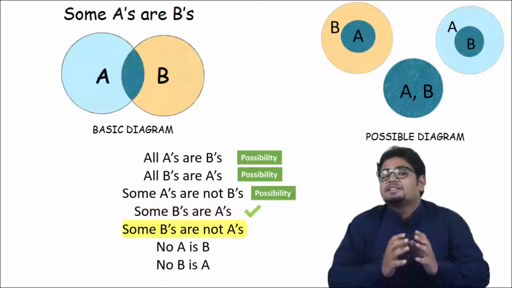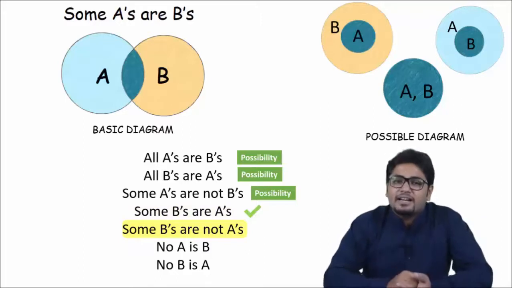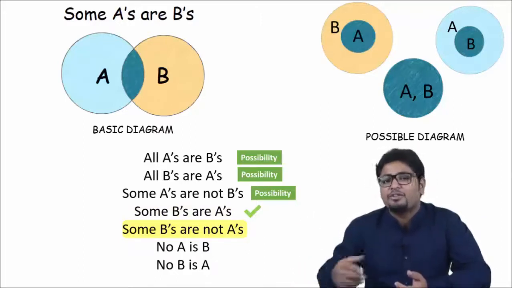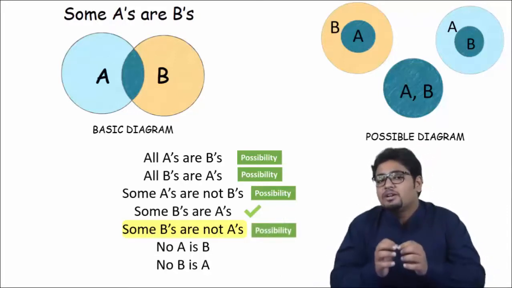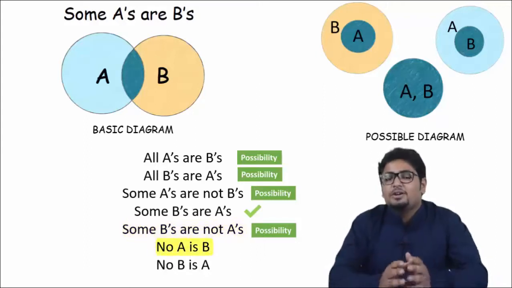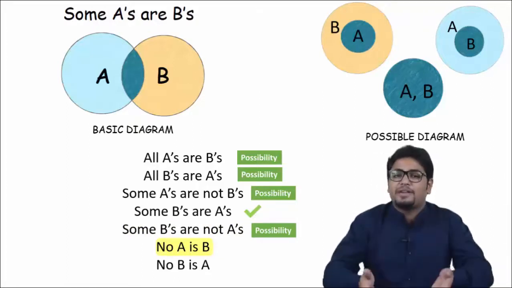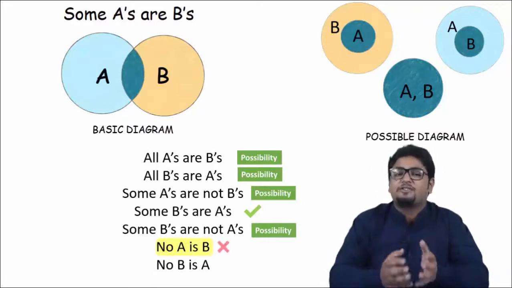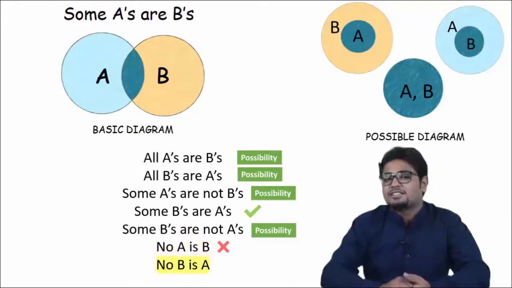Next we have some B's are not A's. Again, in the basic diagram, this seems to be true, but according to the third possible diagram with the maximum overlapping, it is clear that this will only be a possibility. Next we have no A is B, which is clearly not true for the basic diagram only, and hence we can call this statement a definitely false statement. Same goes for the last statement as well.